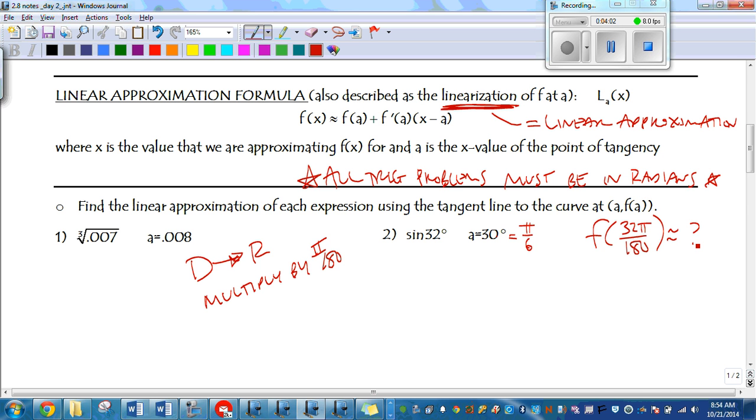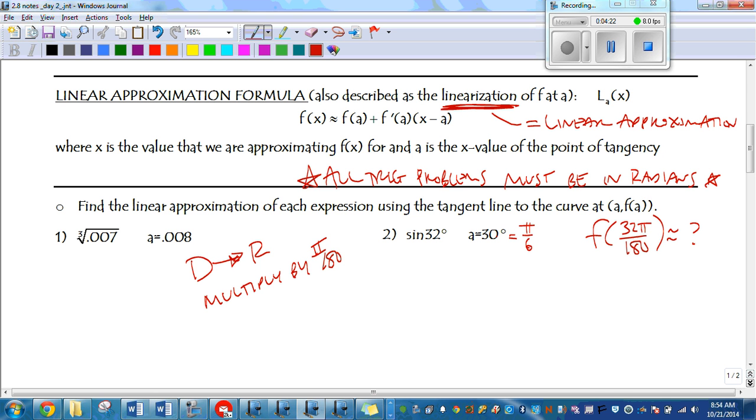And that's what we're trying to figure out. We could simplify the 32 pi over 180, but let's not, because sometimes we'll simplify and then later we're going to have to change it again. So just leave it as is until later. If we need to, we can simplify it later. All right, so we've got pi over 6 and 32 pi over 180.